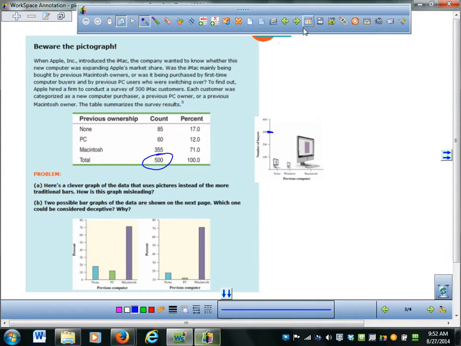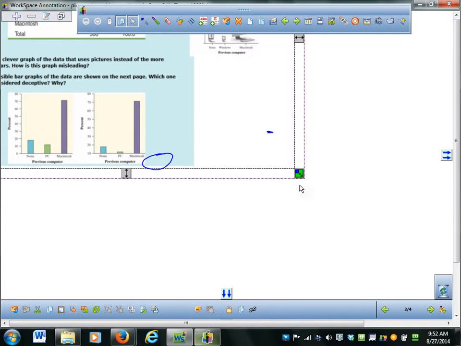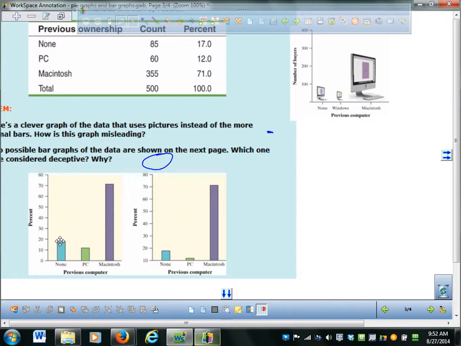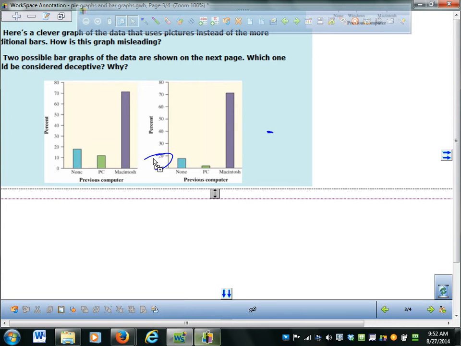I know this is hard to see, I'll try to make it a little bigger. See those graphs right there? So here's people who didn't own a computer before who bought Macs. Here's people who bought PCs. Here's people who bought Macintoshes. Why did PCs look so much smaller on this one than they do over here?